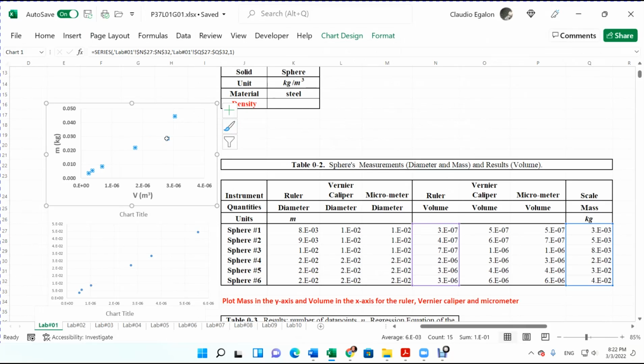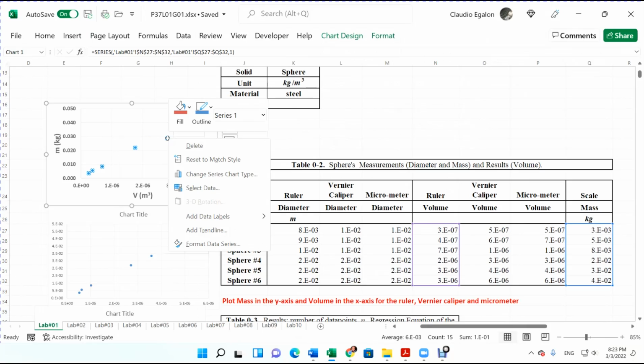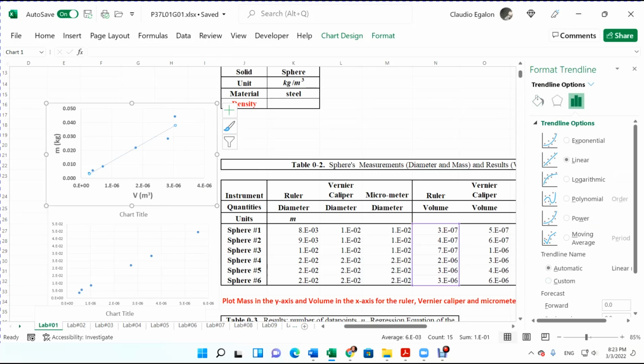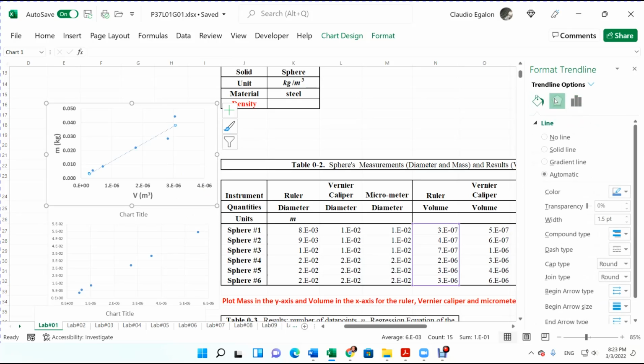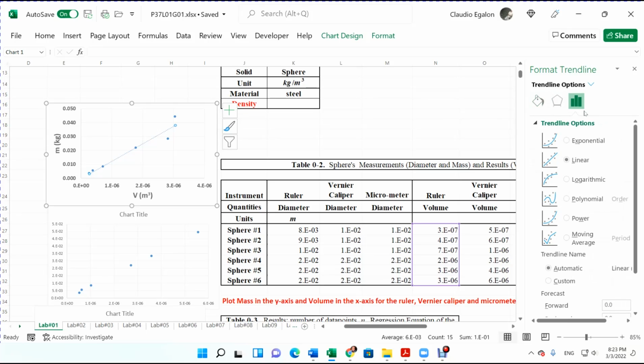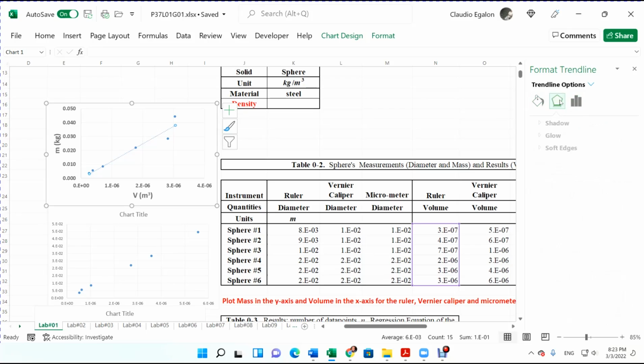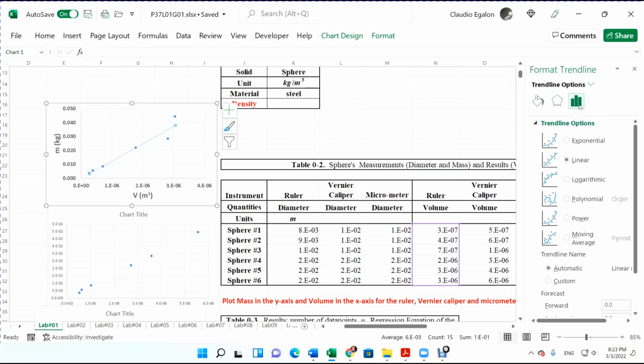Right click any of the points. Okay, here you go. Add trend line from the drop down menu, and then this panel shows up. Notice that you have three choices here. Make sure you get the right choice. I was lucky enough to have the right choice chosen.